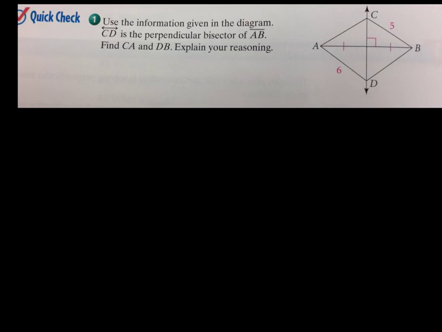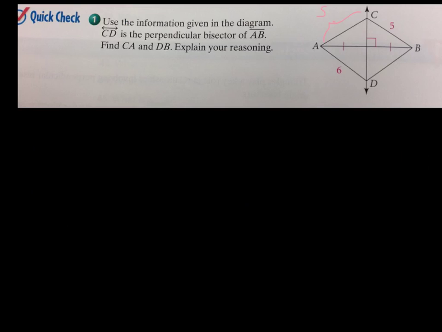Now let's try quick check number 1. It says CD is the perpendicular bisector of segment AB. See if you can figure out the length of CA and the length of DB. Please pause the video while you try to figure this out.